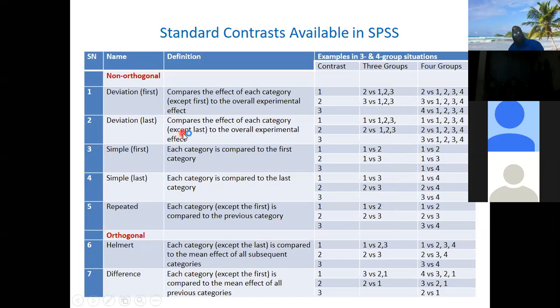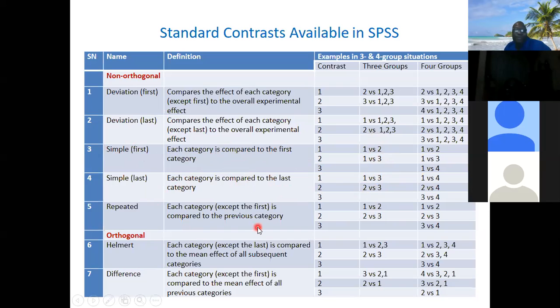Deviation last is the opposite of that. Compare the effect of each category except the last to the overall experimental effect. Like you say 1 versus all of them, 2 versus all of them. Can you see? It's only 2 comparisons. The last one you didn't use. In the first one, it's only the first one you didn't use to compare with all of them. But here it is the last one you didn't use. That's deviation last. We have simple first: each category is compared to the first category, like 1 versus 2, 1 versus 3. Simple last: each category is compared with the last category, like 3 versus 1, 3 versus 2.